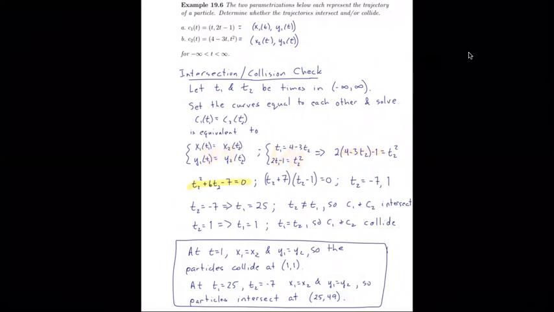So that's it for 9.1. This is probably the most complicated thing you'll do, collision and intersection points.